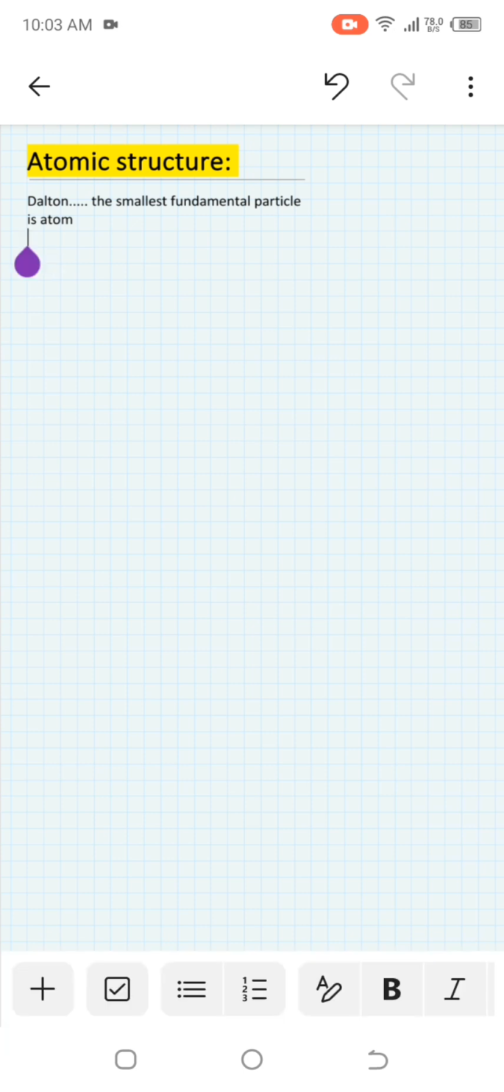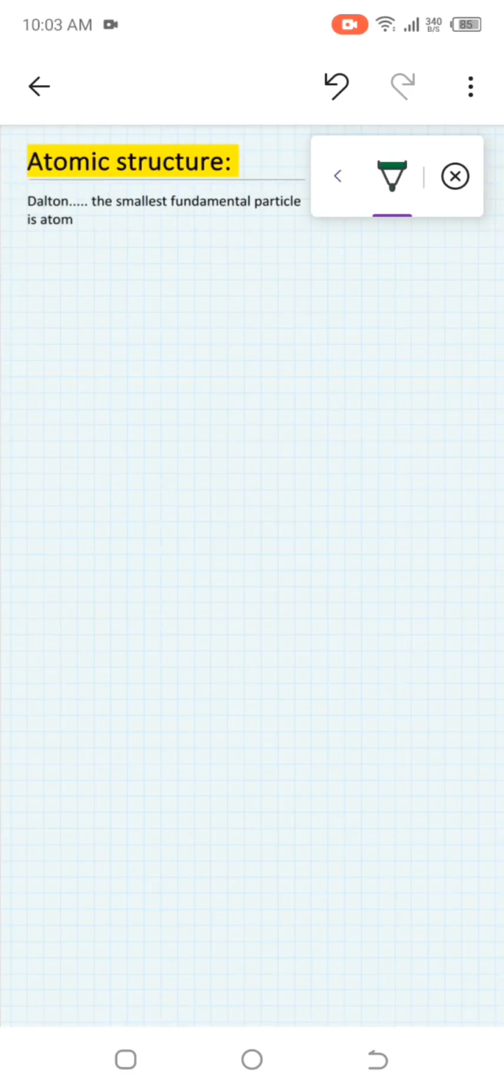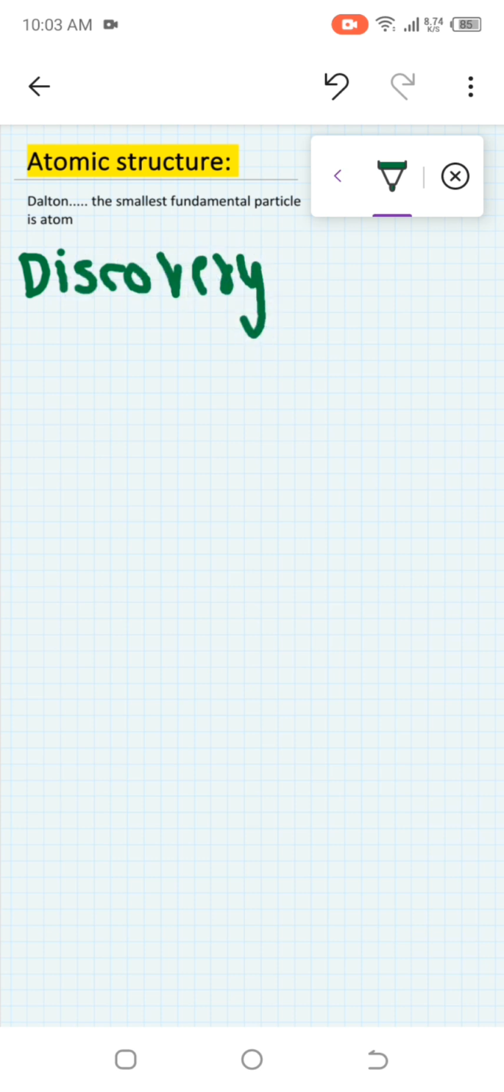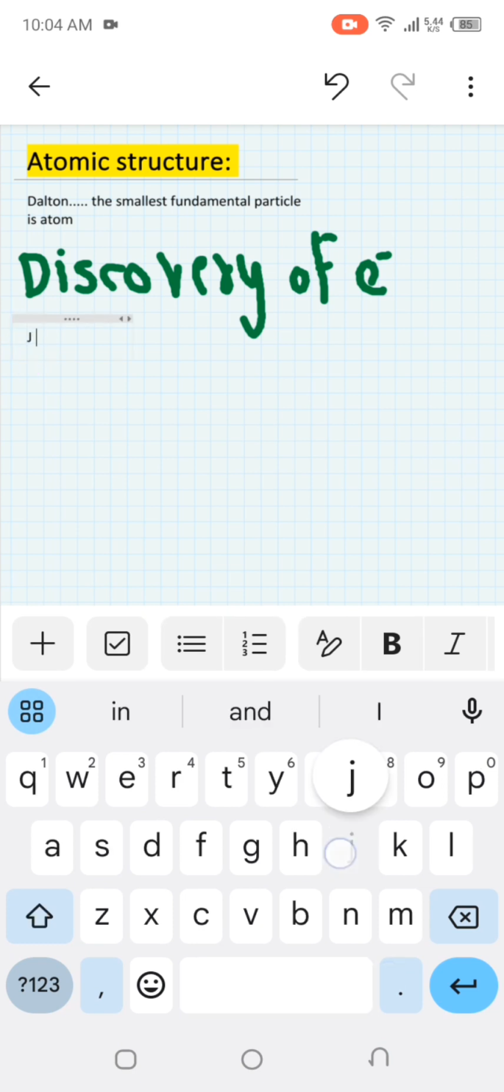After that, J.J. Thomson came. He gave us the discovery of the electron. This electron discovery was given by J.J. Thomson.